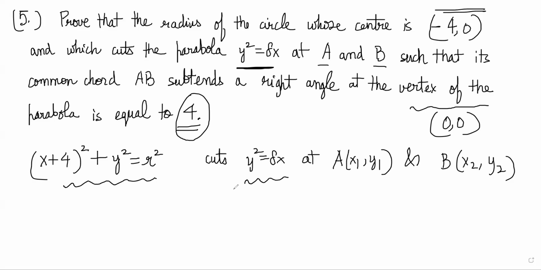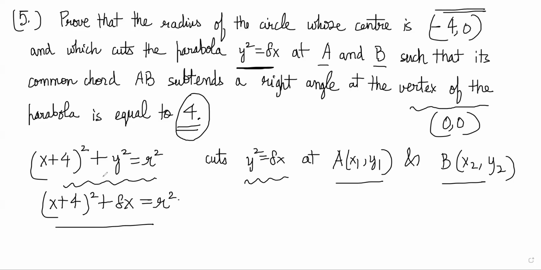Obviously, when a curve cuts another curve, we can try to solve the two equations together, and the points of intersection of these two are A and B, right? So if I put y² = 8x in this, I will get (x + 4)² + 8x = r². Why am I substituting 8x into this? Because I'm solving the two curves in order to find their intersection points. So this is an equation only in x. So the roots of this equation will be x1 and x2. And the roots will be real because they are cutting at two different points, right?